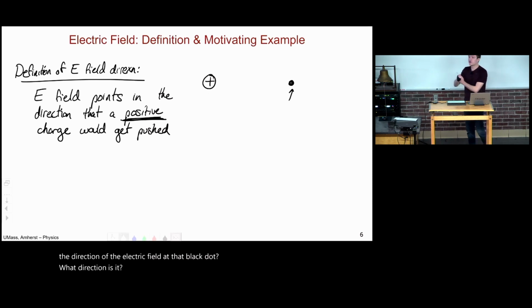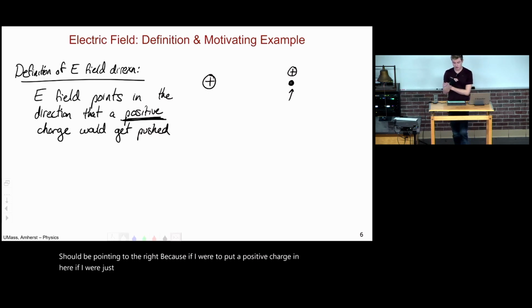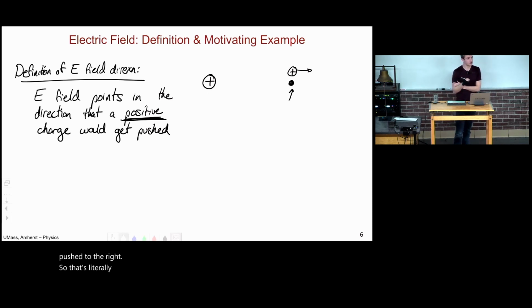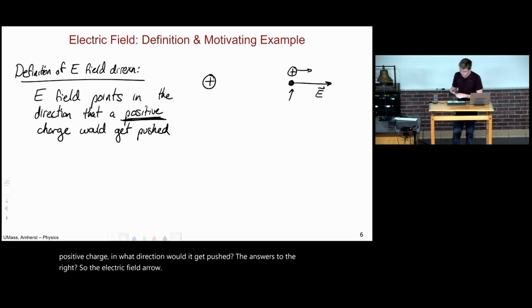It should be pointing to the right, right? Because if I were to just imagine putting a positive charge in here, it would be getting pushed to the right. So that's literally the definition of the electric field direction. If I were to put a positive charge in, what direction would it get pushed? The answer is to the right, so the electric field arrow points to the right.